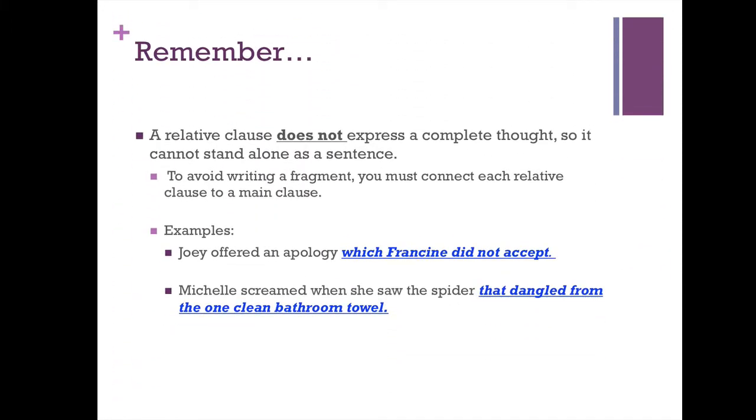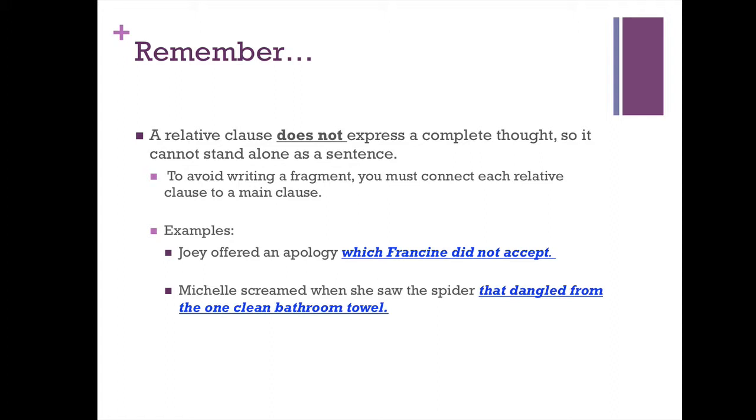Okay, so here are some things to remember. First of all, relative clauses are not independent clauses. You may remember that an independent clause has a subject and a verb like every clause, but it also forms a complete thought, meaning it could stand on its own as a sentence. Relative clauses do not, and so to avoid writing a fragment, you have to connect each relative clause to a main clause, and that forms what we call a complex sentence. So here are a couple of examples.